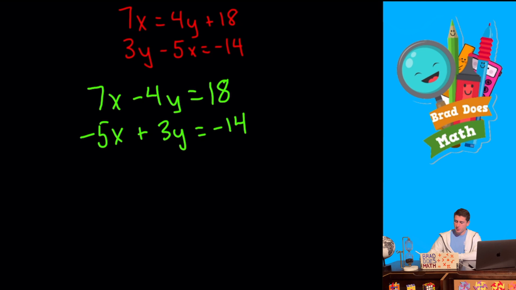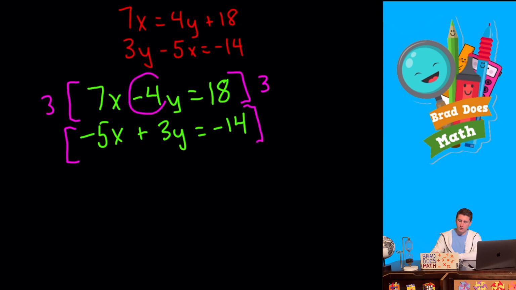So something I can do is multiply the top equation by 3. So I will multiply this guy, both sides, by 3. And then this guy, well, I'll have a negative 12y here. So I need a positive 12y on the bottom equation. Multiply both sides by 4.